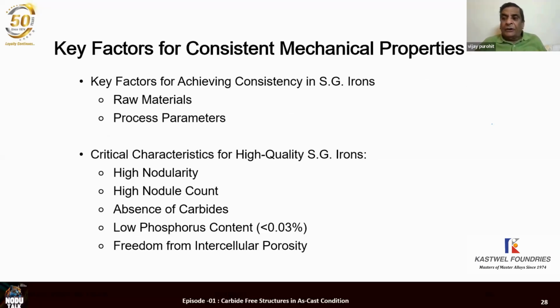High nodule count. For impact properties, we don't require very high nodule count, about 250, 260 is fine. But I would like to tell you, get as high a nodule count in regular castings as you can possibly get by good inoculation, which we will be speaking about in one of our lectures. Absence of carbide, low phosphorus content, less than 0.03, and freedom from any intercellular porosity. The next slide I will cover next time.